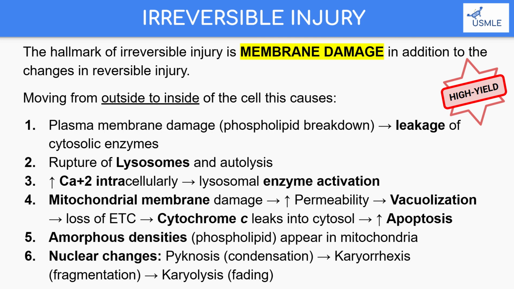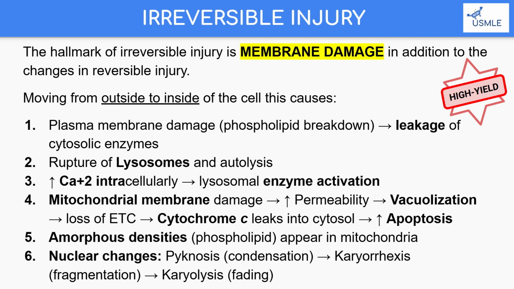Finally, the nucleus undergoes dramatic changes. Pyknosis occurs, where the nuclear chromatin condenses tightly. This is followed by karyorrhexis, where the nucleus fragments into pieces. Ultimately, karyolysis takes place, where the nucleus fades as its chromatin is degraded.